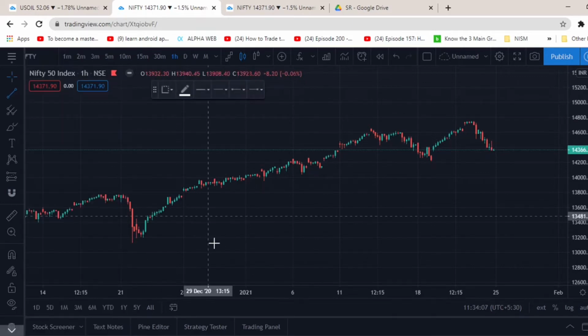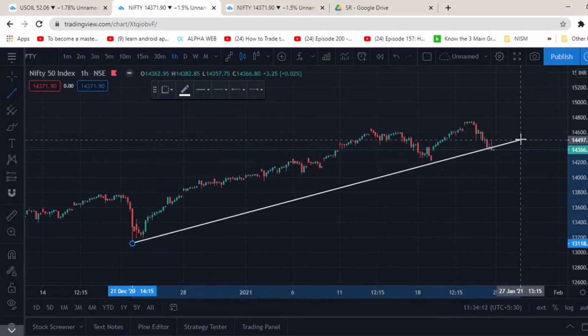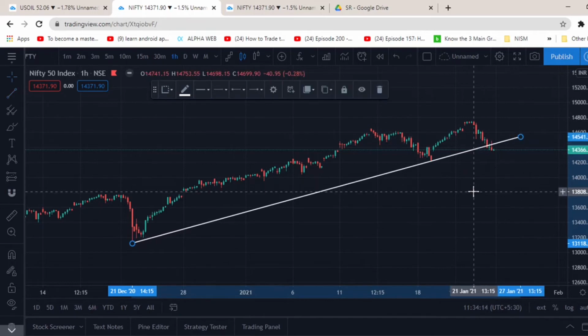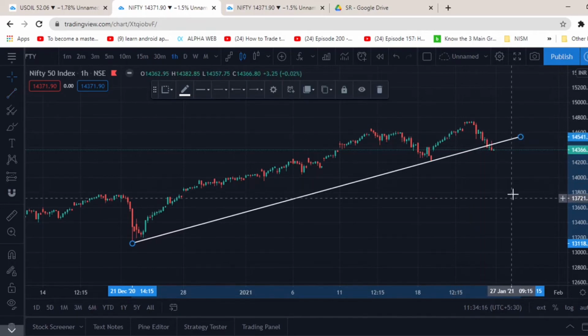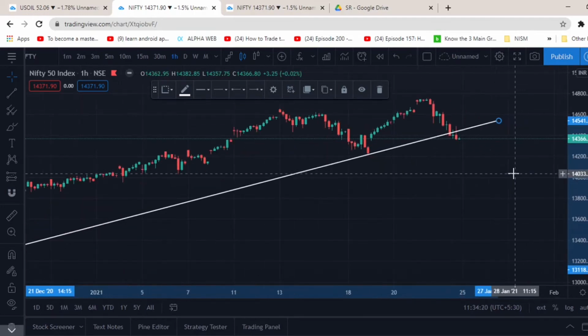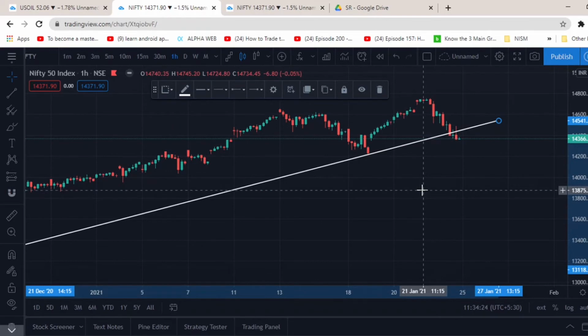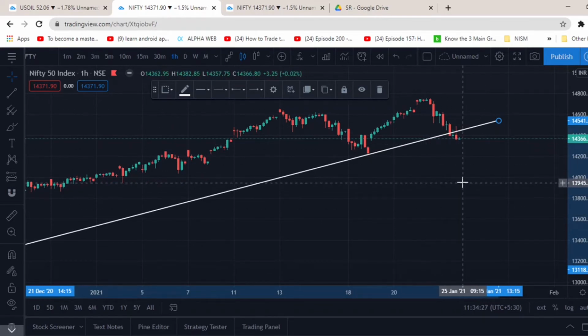I am drawing the rising trend line by connecting the two swing lows to identify the support of the stock. In this case, the Nifty has broken the support because the red candle broke the trend line and closed below it. So the support was broken. In this case, we should take the short. How do we take the short?